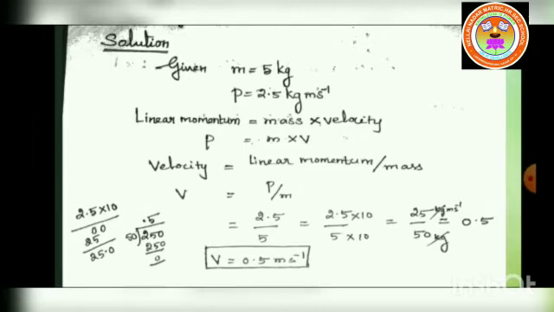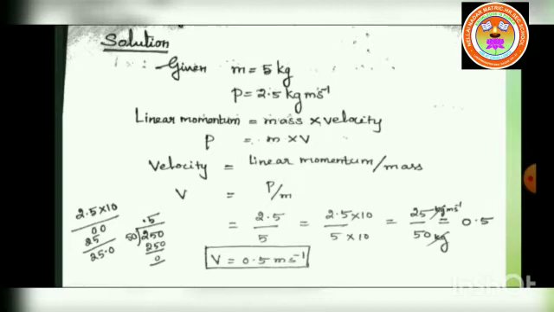So what is the formula of linear momentum? Linear momentum is equal to the product of mass and velocity. The symbol of mass is m, the symbol of velocity is v. So the formula is p is equal to m into v. We should rearrange the formula: velocity is equal to linear momentum by mass. So v is equal to p by m because the unknown value is velocity. Here p is the linear momentum and m is the mass.